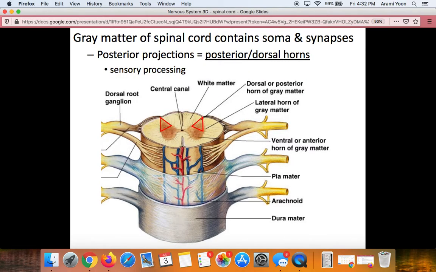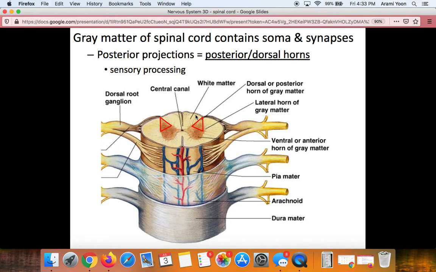So there are 2 terms that you need to know about when we talk about gray matter. The first are the posterior projections. So posterior means the back side. So this side of the spinal cord would be facing your back, and this side of the spinal cord down here would be facing all of your internal organs. So the posterior projections, to me, are kind of like the bra straps of the gray matter. And I've put triangles around them to show you. So we call these the posterior horns, or we call them the dorsal horns, because remember, dorsal means backside.